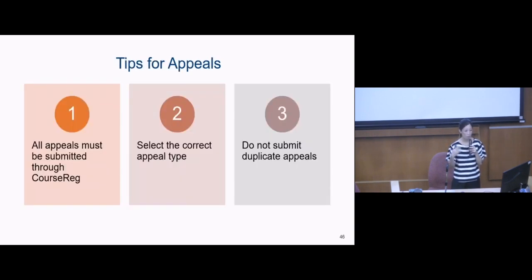Okay, so there's an appeal process if you aren't able to select your courses. You have to submit your appeals via CourseReg. Select the correct appeal type, and I know this is a very stressful time, but do not submit duplicate appeals. These are some appeal types that you will see on CourseReg, so you select the correct one.